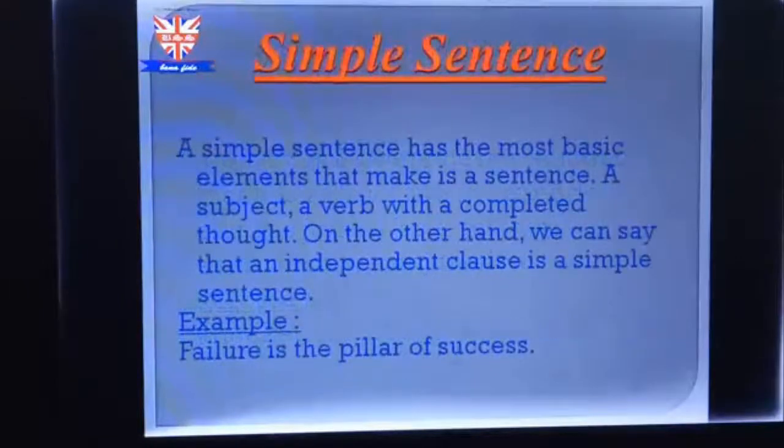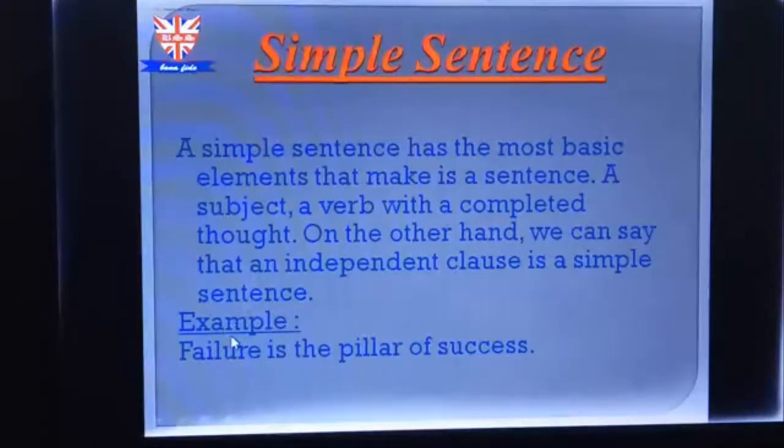Let's go for the last one, the simple sentence. It is simple as its name. A simple sentence has the most basic elements that make a sentence. It should have its basic meaning, a subject, a verb with a complete thought. On the other hand, we can say that an independent clause is a simple sentence. The other name of independent clause is principal clause, which is also a simple sentence.